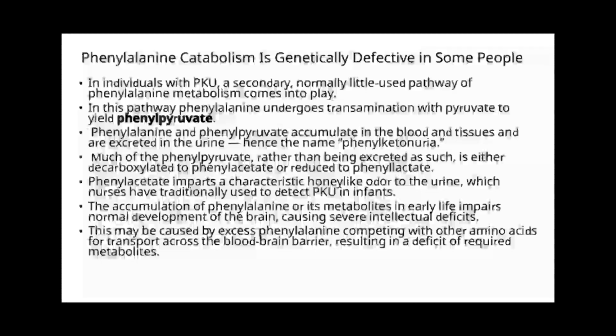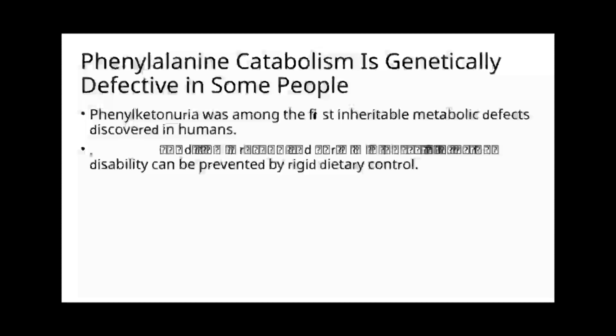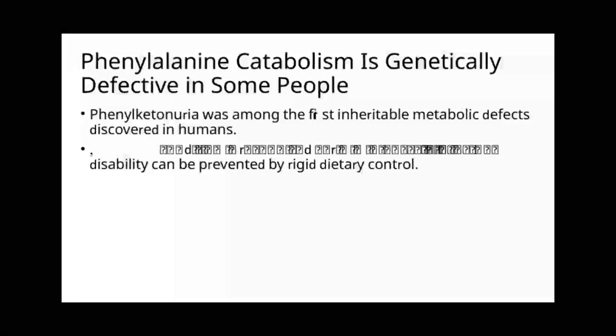It's important to remember that phenylalanine catabolism is genetically defective in some people, which is the root cause of PKU. This genetic defect prevents proper breakdown of phenylalanine, leading to these metabolic issues we've discussed. Phenylketonuria, or PKU, was actually one of the first inheritable metabolic defects discovered in humans. It's a condition that highlights how genetics can directly influence our biochemistry.